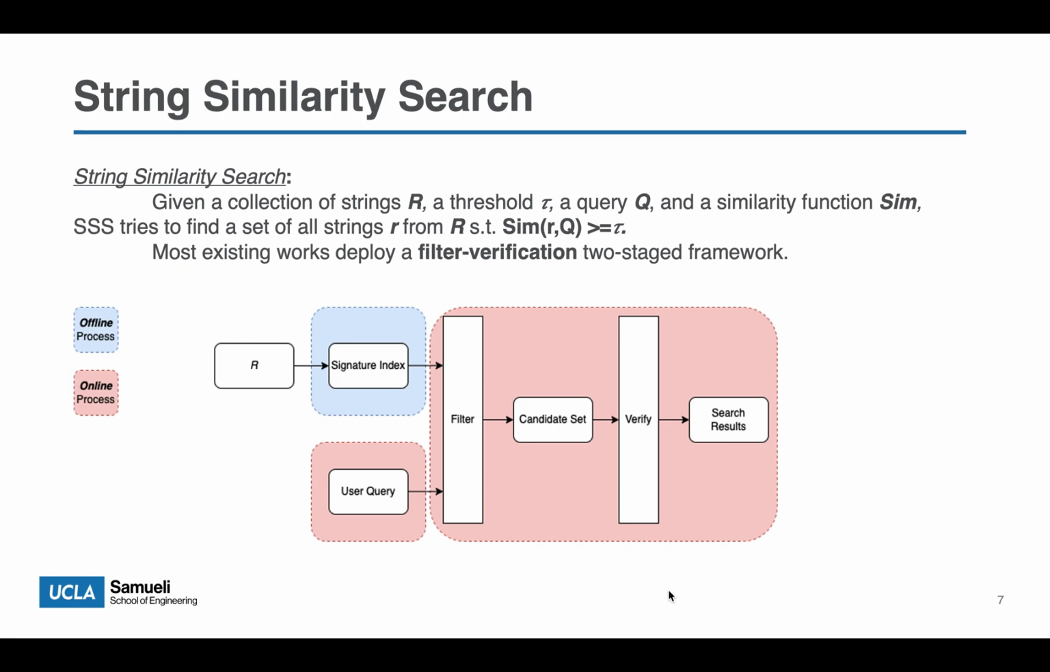In the figure below, we have two colored boxes. The blue box denotes that this process is done offline, whereas the red box denotes that it is done online. So here, we first have a dataset R, and we generate the signature index offline. And then, as a user sends a query, the filter will use the signature index constructed offline to generate a set of candidates that may contain false positives. And then this gets passed to the verification stage that eliminates all the false positives and finally returns the search result to the users.